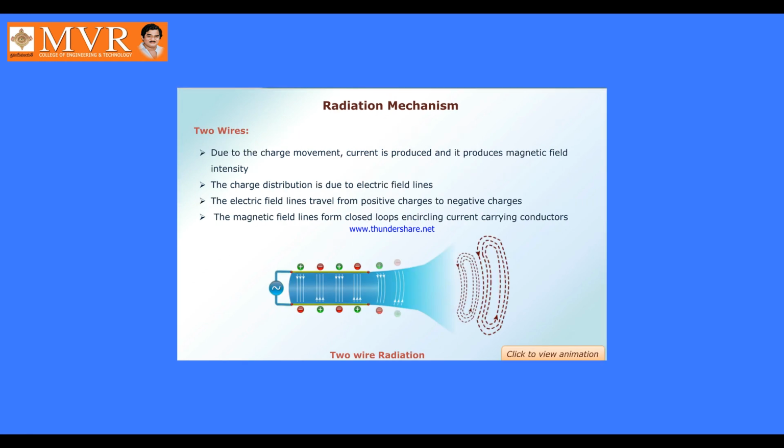Next is the two wire radiation mechanism, which is shown in the diagram. Due to the charge movement, current is produced, and it produces a magnetic field intensity.